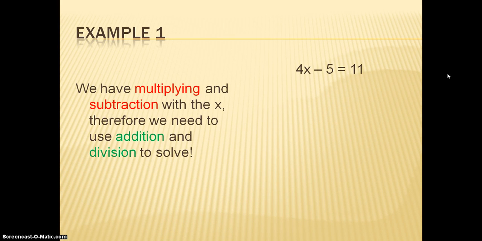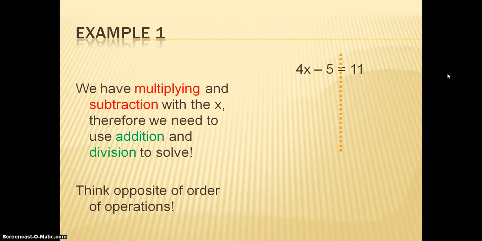Now when we do this, remember, think opposite of order of operations. So when I decide, am I going to be doing my addition or my division first, I'm going to do the addition first because normally that's what's done last. Everything is opposite. So just like before, I'm going to draw a line down the middle, and then I'm going to add 5 to both sides. So that minus 5 and that plus 5 gives us 0, so it essentially cancels out.